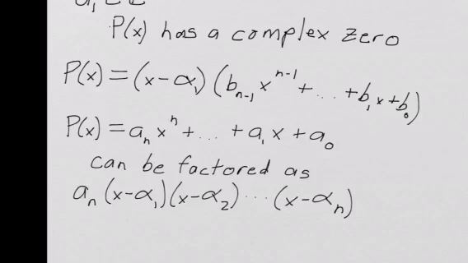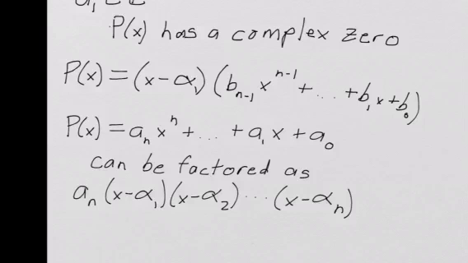So it's saying we have n linear factors of any polynomial plus that constant a_n. So if our leading term is like 2x to the 7th, we're going to have 7 linear factors, and then we're going to have a 2 at the beginning.